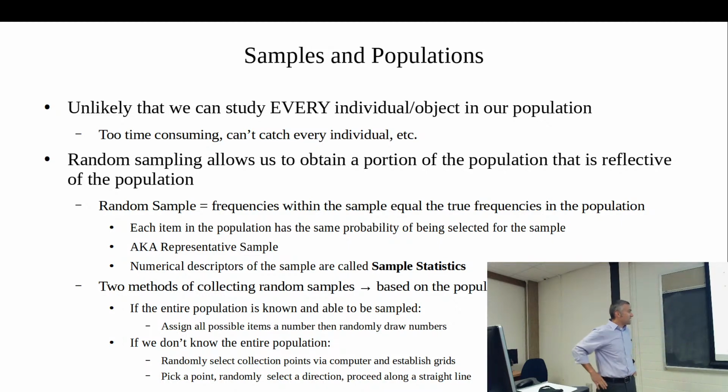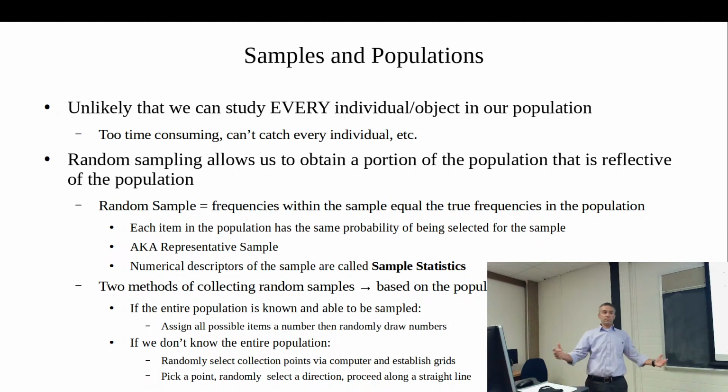All right, how do we get our random samples? Well, we have two methods of collecting our random samples. Our methods kind of depend on what we define as a population. The first is if we know the entire population, if we can mark every single individual in our population, then we can assign numbers to them and have the computer randomly draw a collection of numbers, and those are the numbers that we measure.